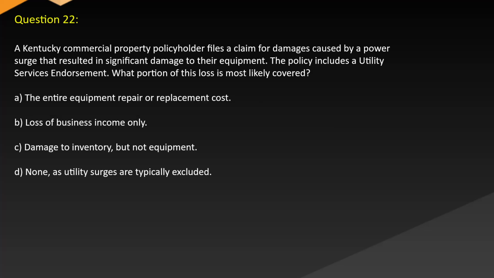A Kentucky commercial property policyholder files a claim for damages caused by a power surge that resulted in significant damage to their equipment. The policy includes a utility services endorsement. What portion of this loss is most likely covered? A. The entire equipment repair or replacement cost. B. Loss of business income only. C. Damage to inventory but not equipment. D. None, as utility surges are typically excluded.